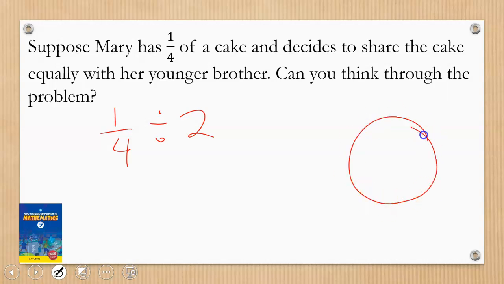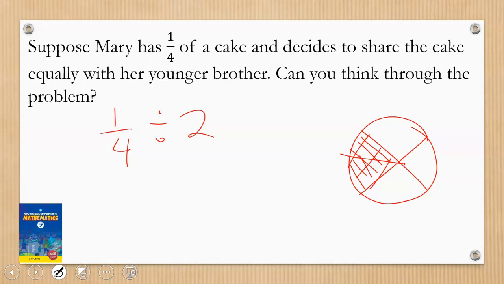You see, this is a cake, and we are assuming that we are dividing this cake into 4 equal parts like this, and then she has only 1/4 of it to consume, and this 1/4 she has to divide into 2 equal parts. How much will each of them take? And so this is very simple.